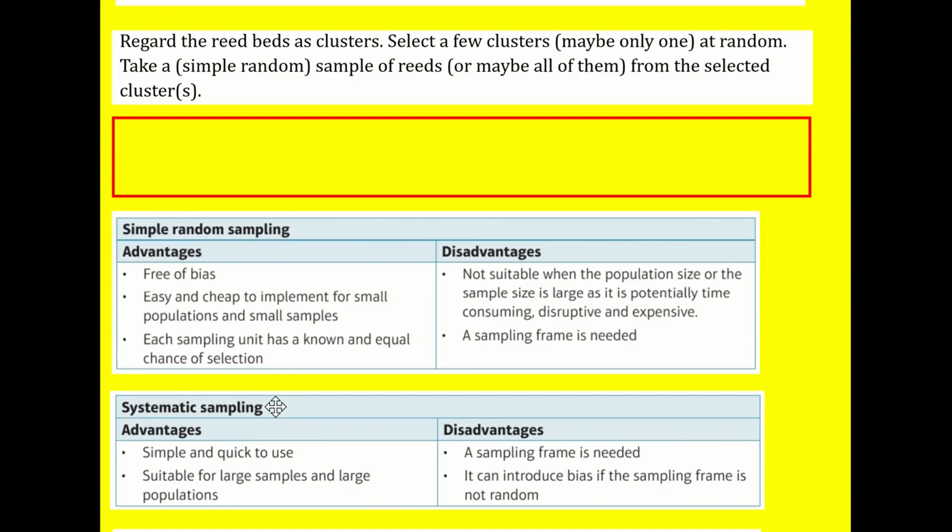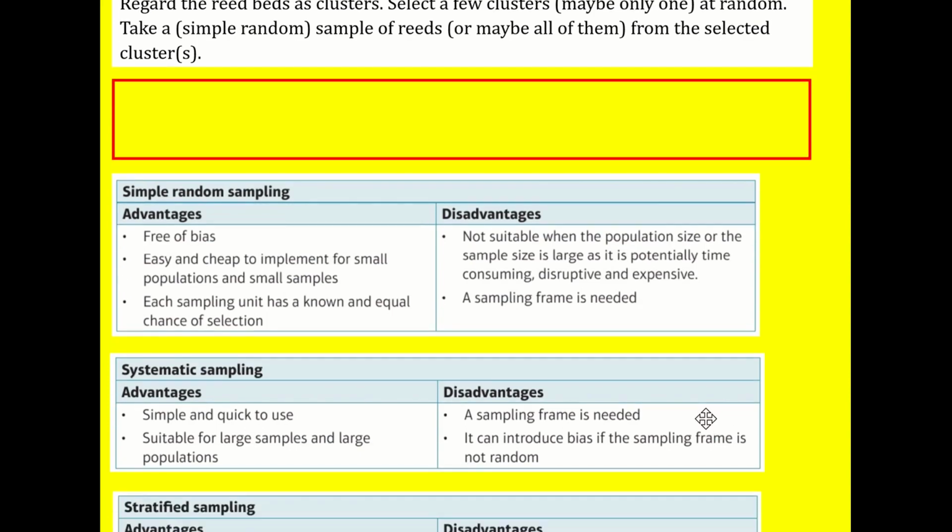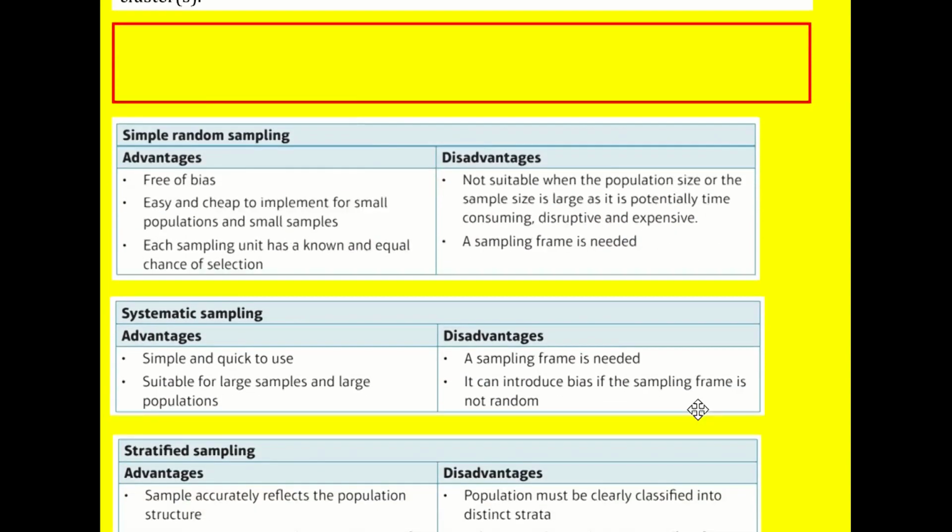Systematic sampling. So this is going to be much simpler and quicker to use. And it can work for large samples and large populations. Technically, you still need to know everyone in the population. You need to know when to stop. So that's a disadvantage. And yeah, it can introduce bias if the sampling frame is not random.